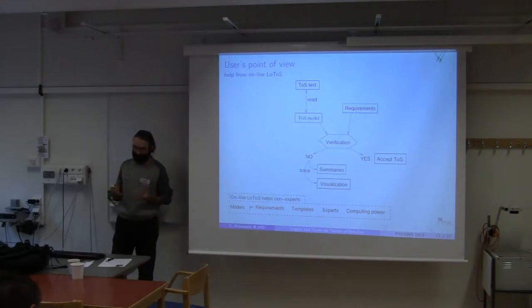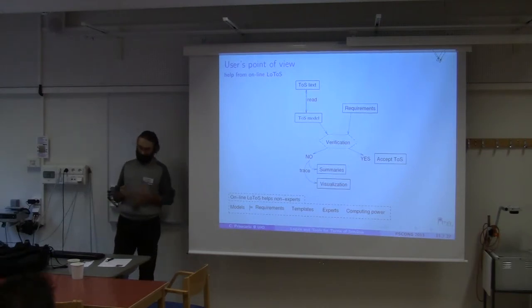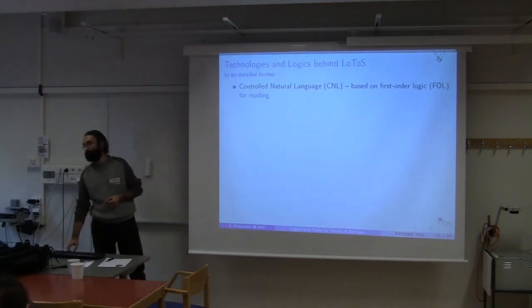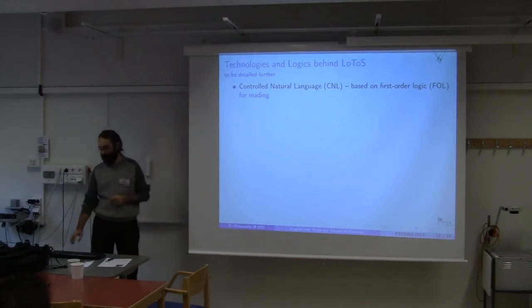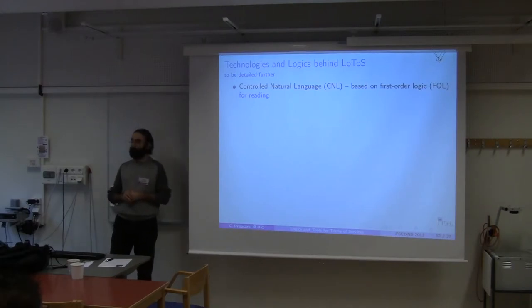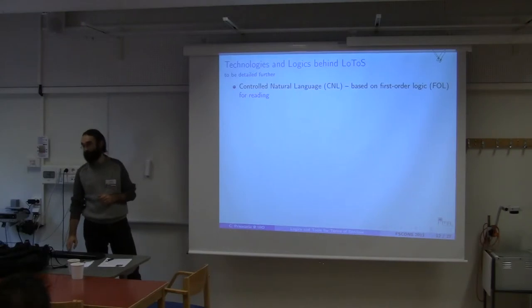So experts in the community may help read the terms of services. And to do verification, you can use the computing power from the community. So what are the technologies that I see that we need to use? Controlled natural languages, which are based on first order logic. This would be for the part of reading the texts.